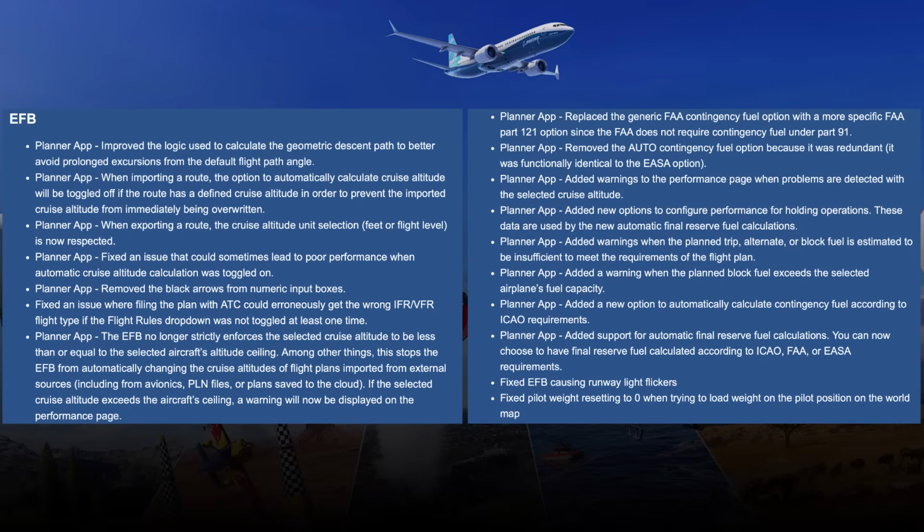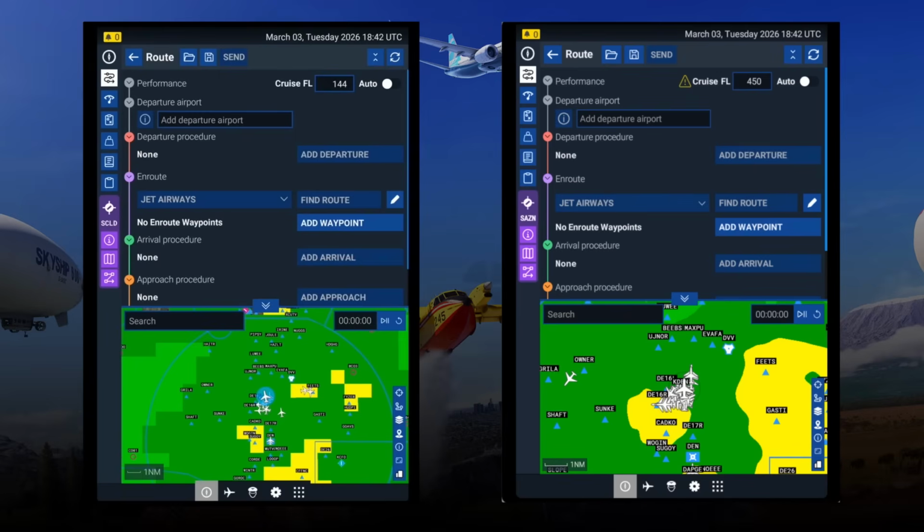Added a new option to automatically calculate contingency fuel according to ICAO requirements. Added support for automatic final reserve fuel calculations. You can now choose to have final reserve fuel calculated according to ICAO, FAA, or EASA requirements. Fixed EFB causing runway light flickers. And lastly, fixed pilot weight resetting to 0 when trying to load weight on the pilot position on the world map. And I just recorded a couple things.